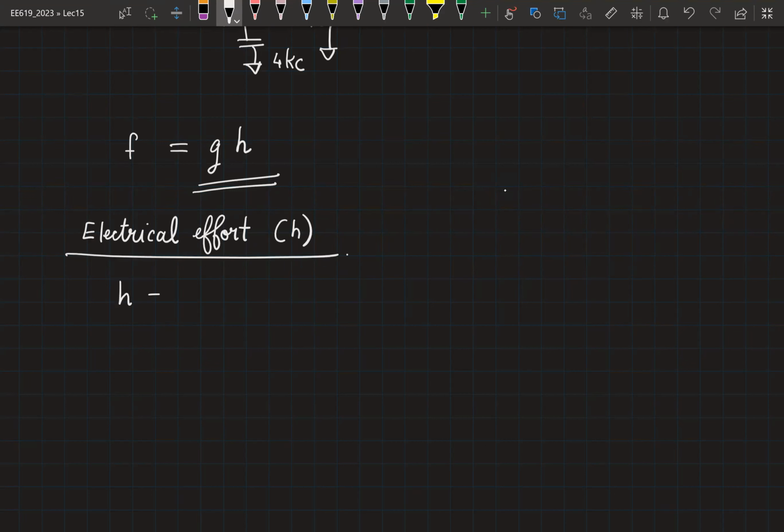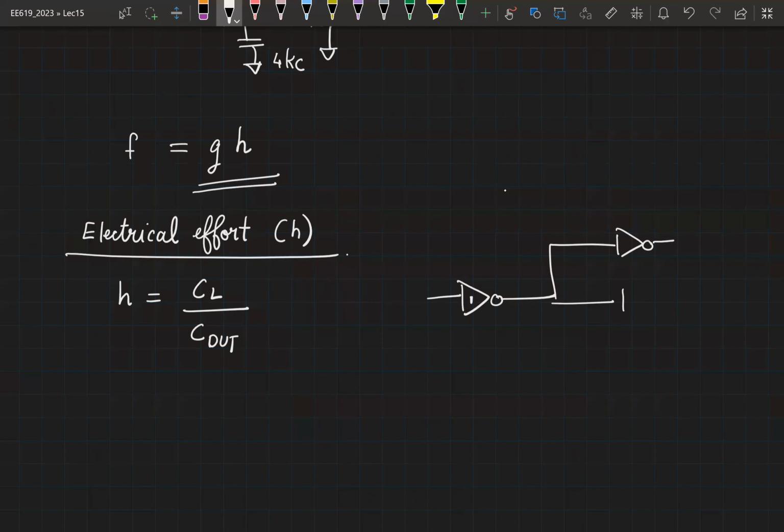So the expression was h was basically CL by C dot, which is the load capacitance, the total load it is driving except for its own diffusion, right? So the total load capacitance it is driving divided by its own input capacitance. So let me quickly give you an example. Let's say I have a unit inverter which is driving M inverters. What is the value for h?